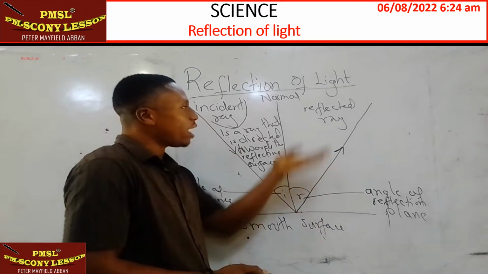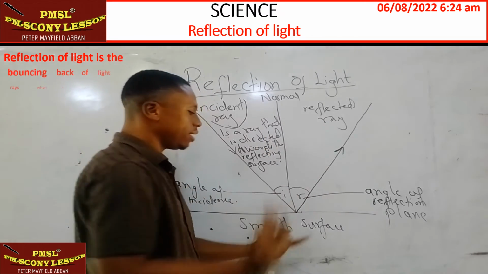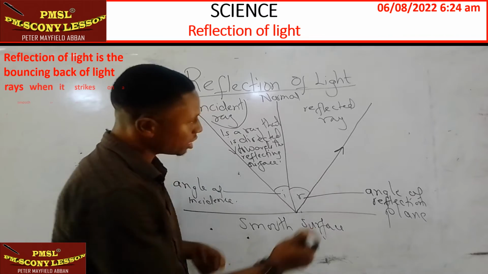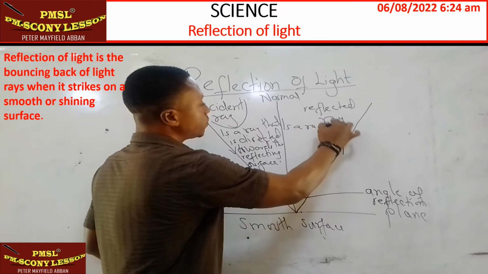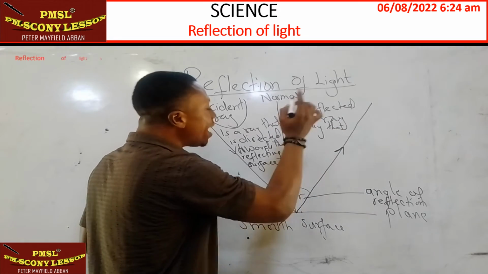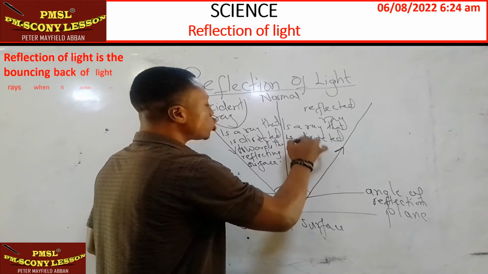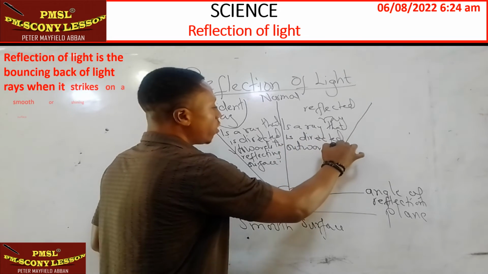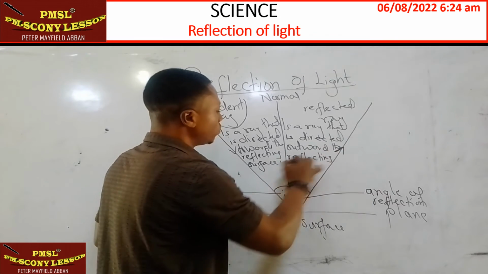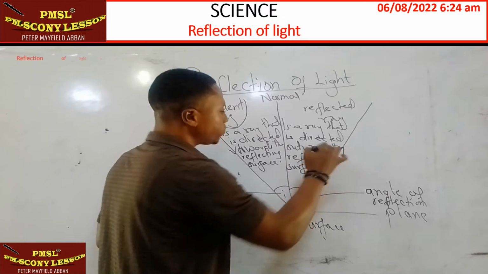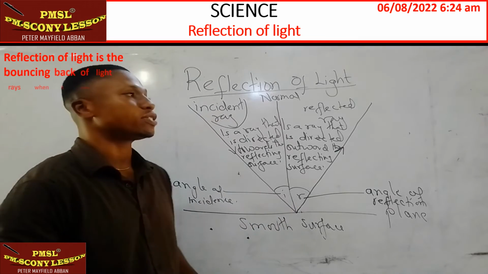Now, what is the reflected ray? It is also a ray, but one directed outward from the reflecting surface. So the reflected ray is a ray that is directed outward from the reflecting surface.